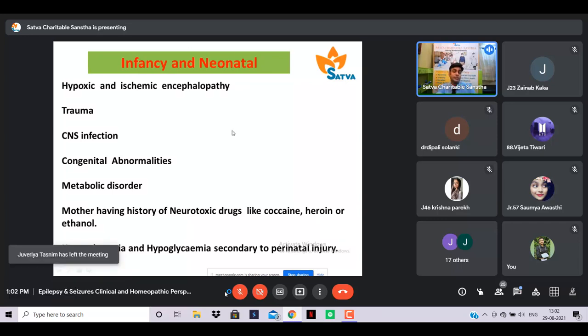And the other important cause is hypoglycemia. So a hypoglycemic episode, especially in a child born to a diabetic mother, if the mother has a gestational diabetes history, the child can go into hypoglycemia and develop convulsions. So you have to keep a check on that. This is what we will learn when you do your neonatology and pediatric posting.